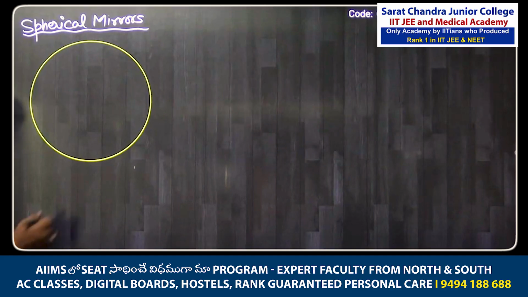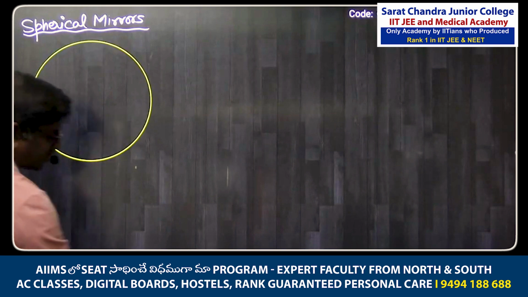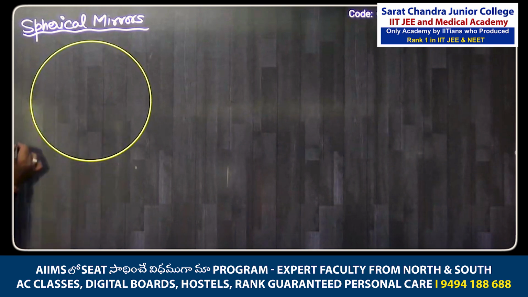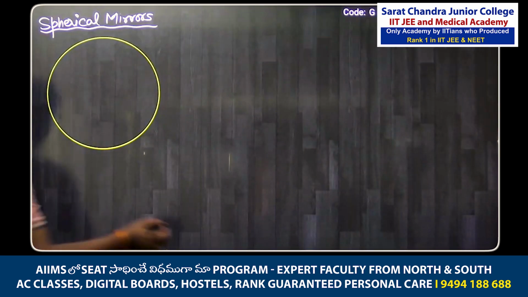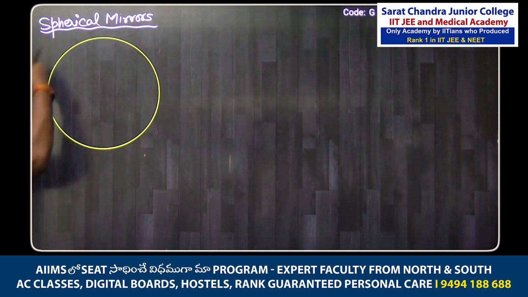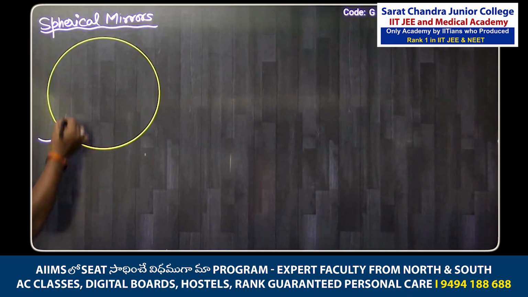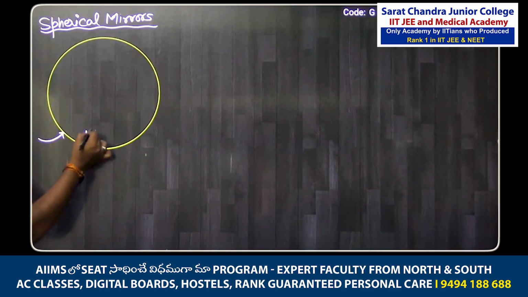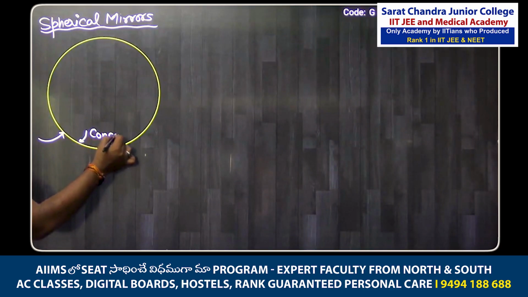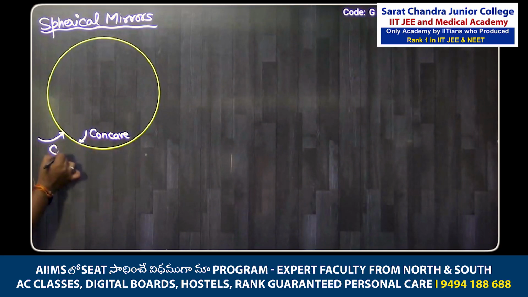What are the two surfaces? This outer surface, is it called convex or concave? How do you decide? This is cave, this is vex. So this is called the concave surface, and this is called the convex surface.